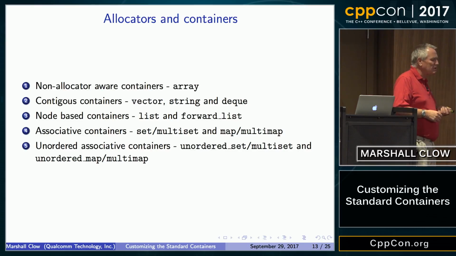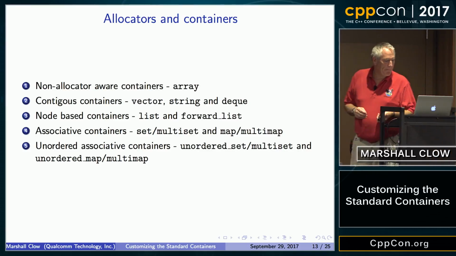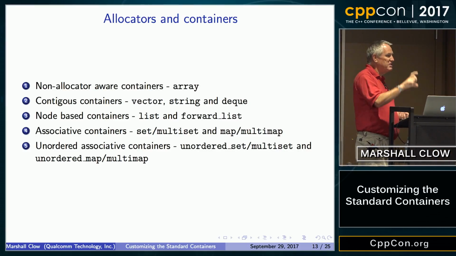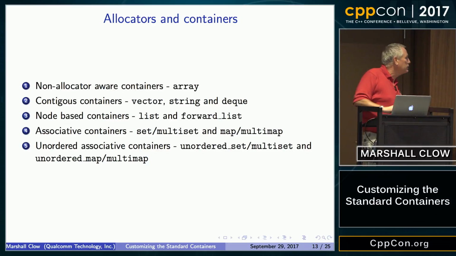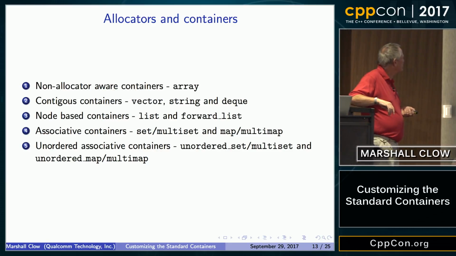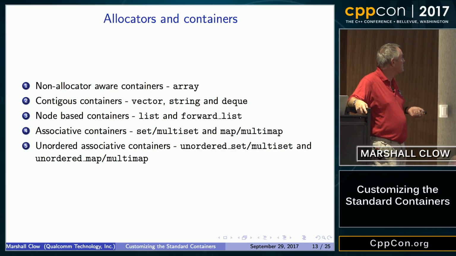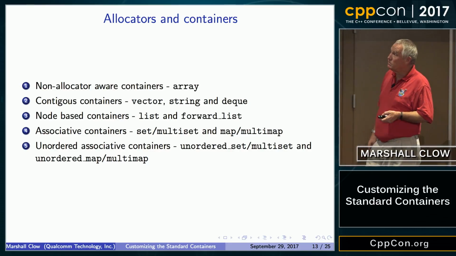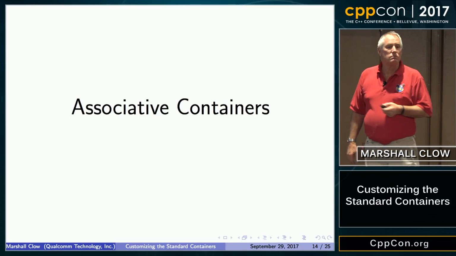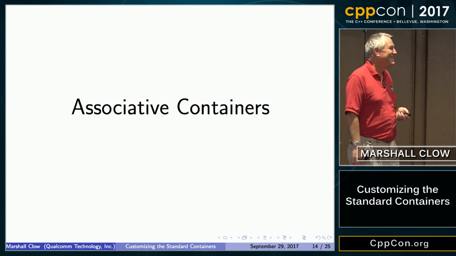Okay, list and forward list are node-based containers, which means that they will allocate nodes that contain a T and some other stuff. For forward list, it's usually a next pointer. For list, it's a next pointer and a previous pointer. The associative containers are node-based containers as well, as are the unordered associative containers. They allocate nodes rather than just Ts. So that's how they use their allocators.